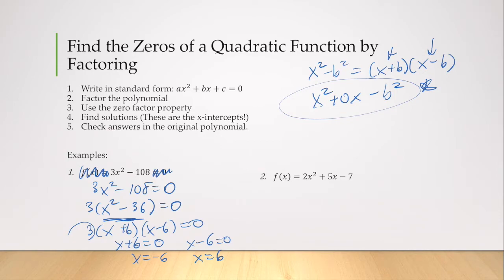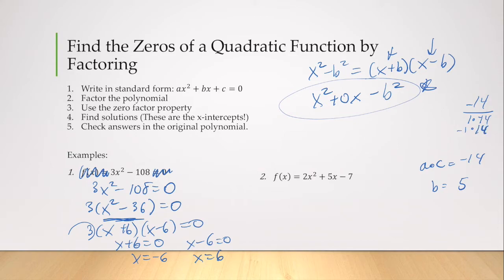Okay, example 2. This has 3 terms. I want to find the factors of AC that add up to B. AC in this case is negative 14. B in this case is 5. So let's list all the factors of negative 14. I've got 1 times negative 14, negative 1 times 14.